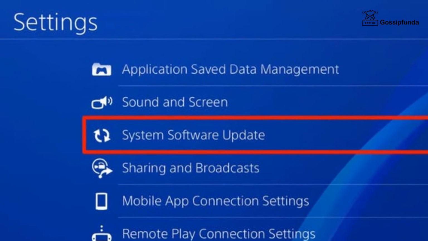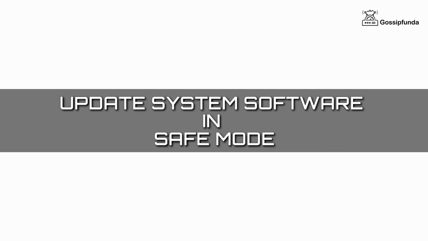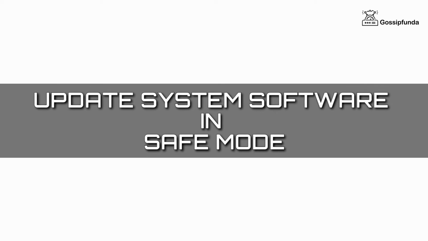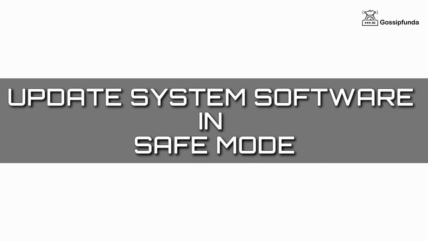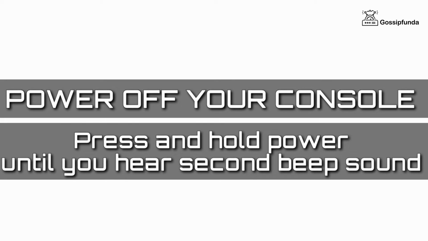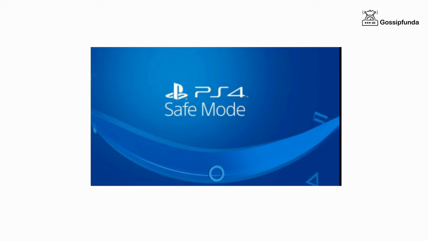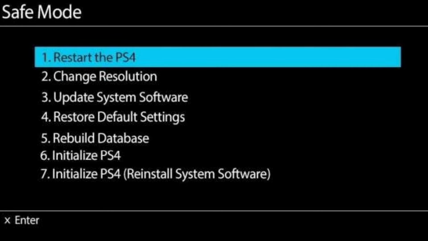If this method does not work, then simply update your system software in safe mode. To update your system software in safe mode, first of all turn off your console. Now press and hold the power button, and release it after the second beep sound. Now your console starts in safe mode. Then simply select update system software.